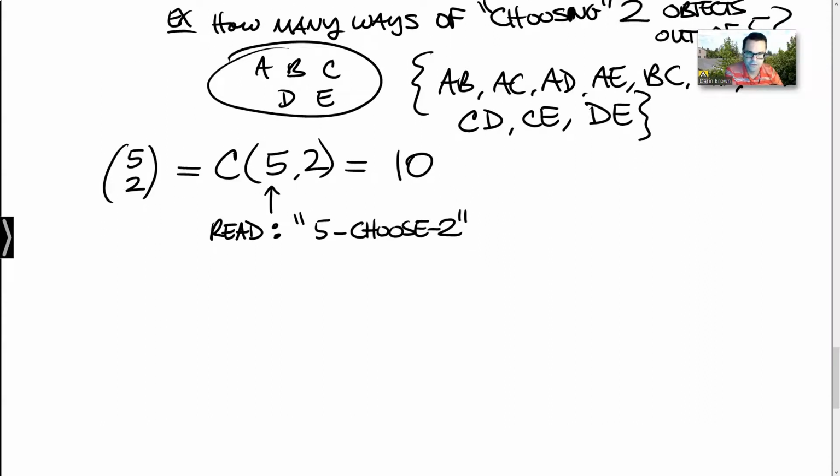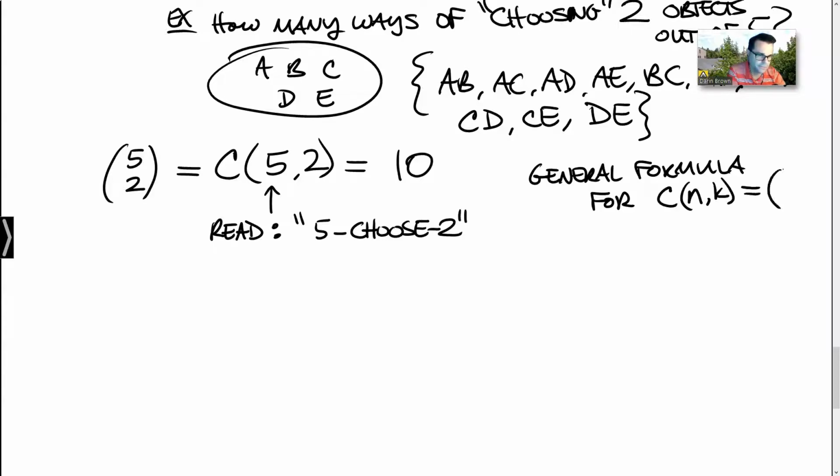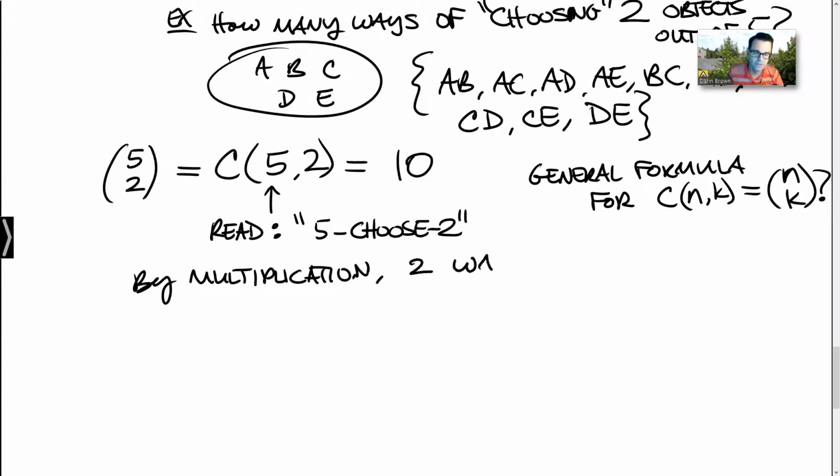Question, is there a general formula? Just like we found for permutation, is there a general formula for N choose K? And the answer turns out to be yes. So how do we figure this out? Well, by multiplication principle, there are 2 ways to make an ordered selection of K objects out of N.